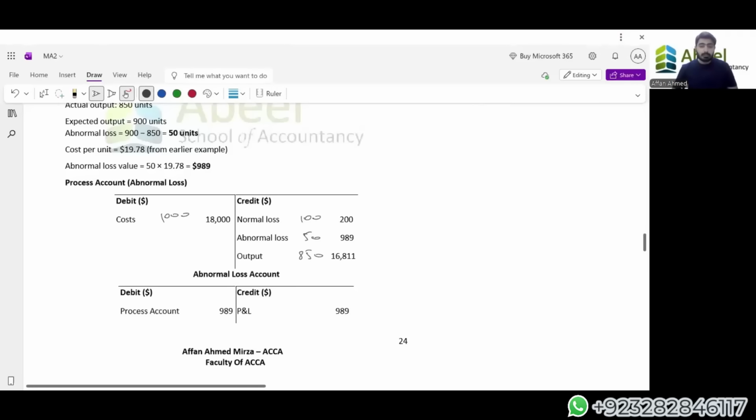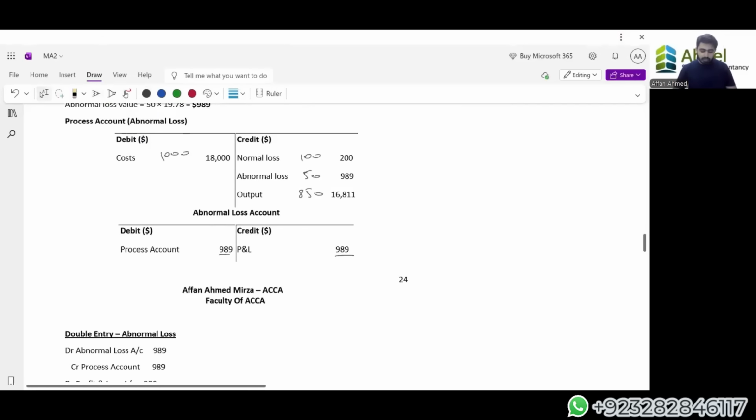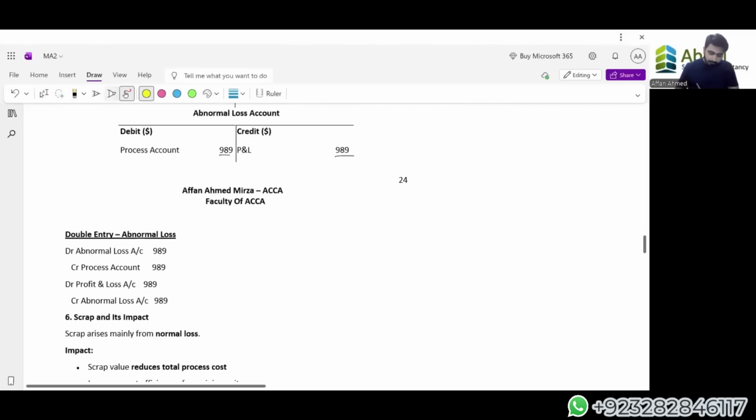So in this situation, the process account will show a credit entry, and the abnormal loss account will show a debit entry, and the loss will be transferred to the income statement as it is an expense that we have to bear. It will reduce the profit of the organization. Whenever profit is reduced, we have a debit side entry in the P&L account. So you can see abnormal loss account debit, process account credit, and profit and loss account debit, abnormal loss account credit. So in the income statement, we are charging a loss that we are going to have to face in the future.